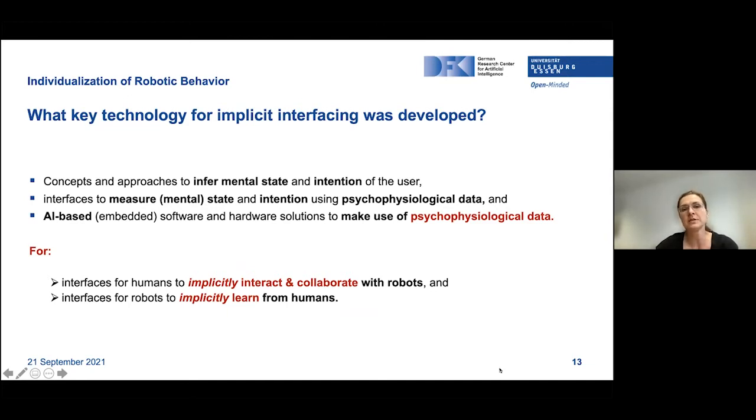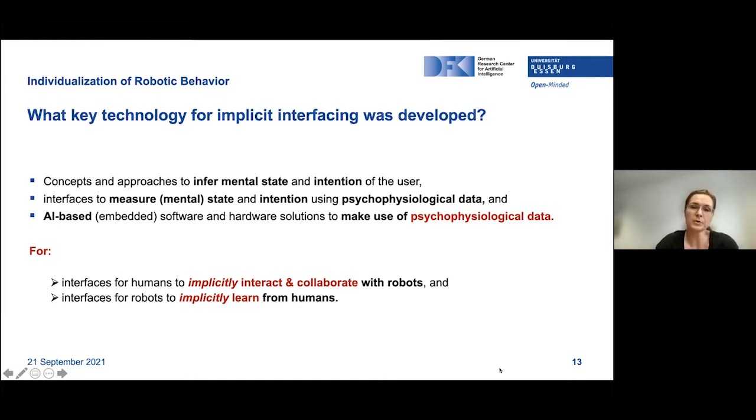And then, of course, we need the interfaces themselves to measure those states, right? And they're, again, different ones. And in general, there are psychophysiological data that tell us something about the human, what the human wants to do next, what the status is, and so on and so forth. And to analyze this data, and this might be quite complex, you of course need machine learning, you need AI-based software. This software can be embedded in a system. And maybe you need even special hardware solutions to do that.